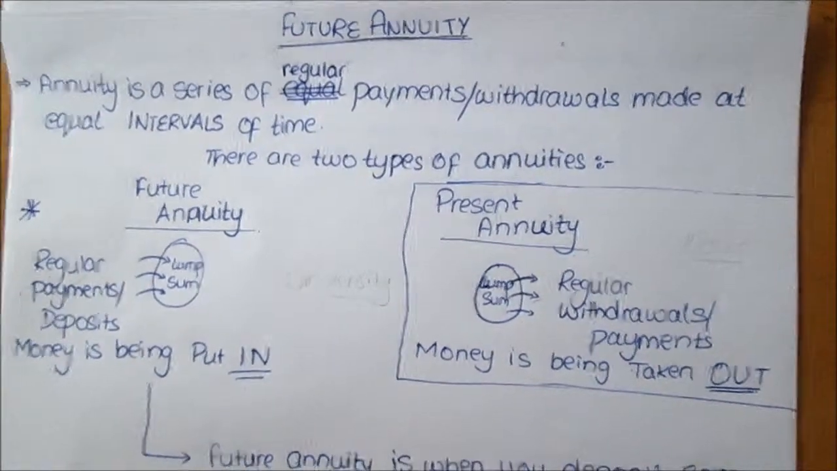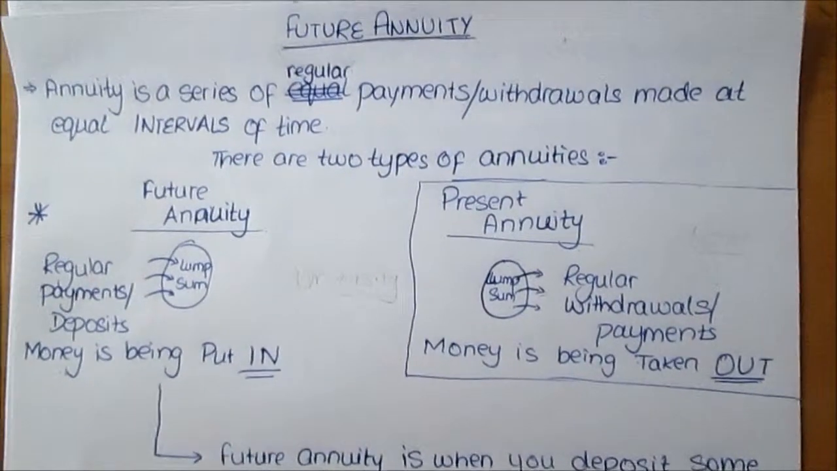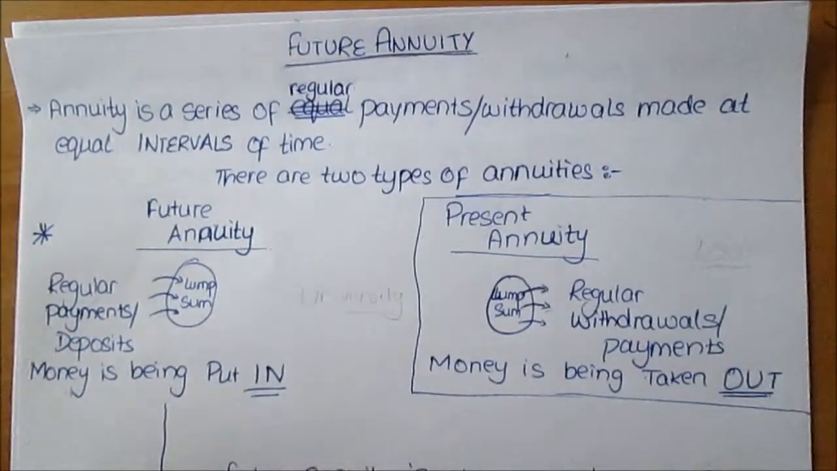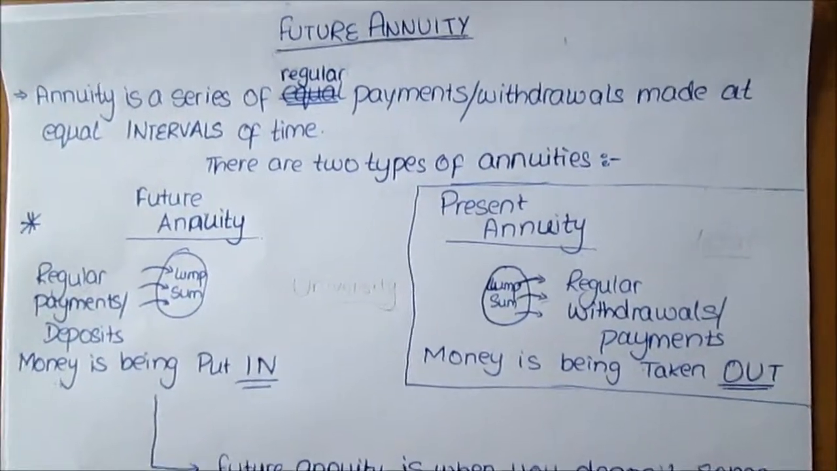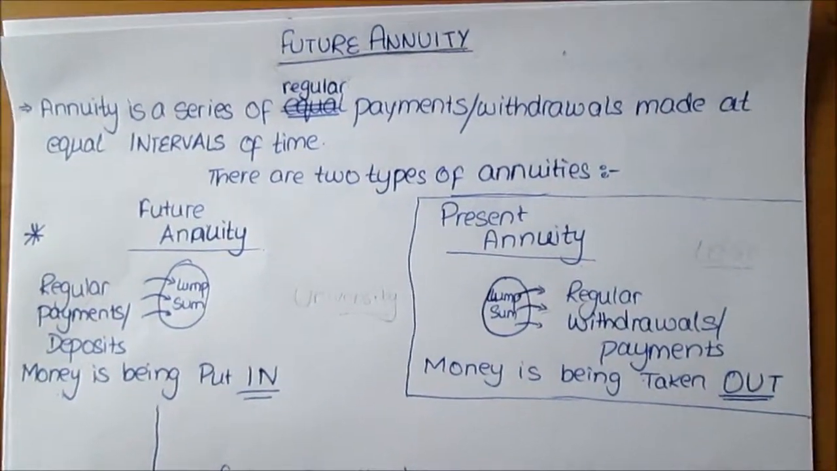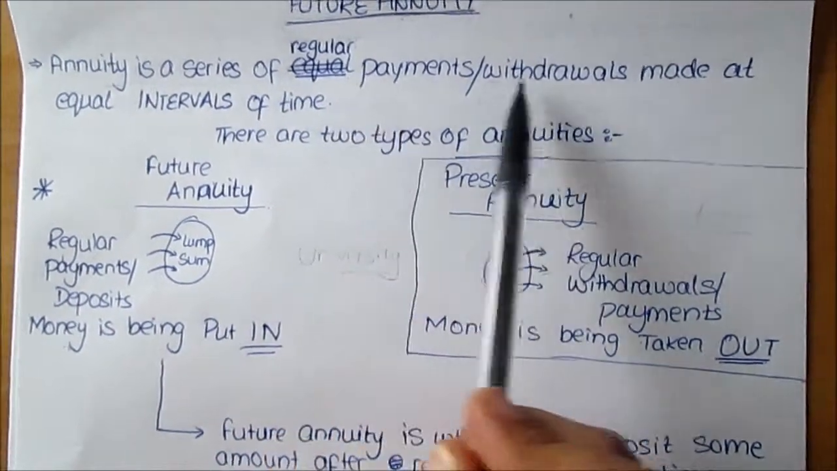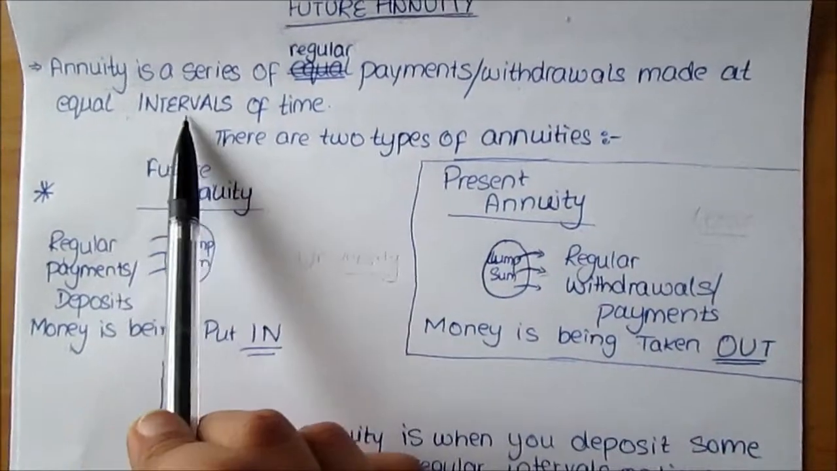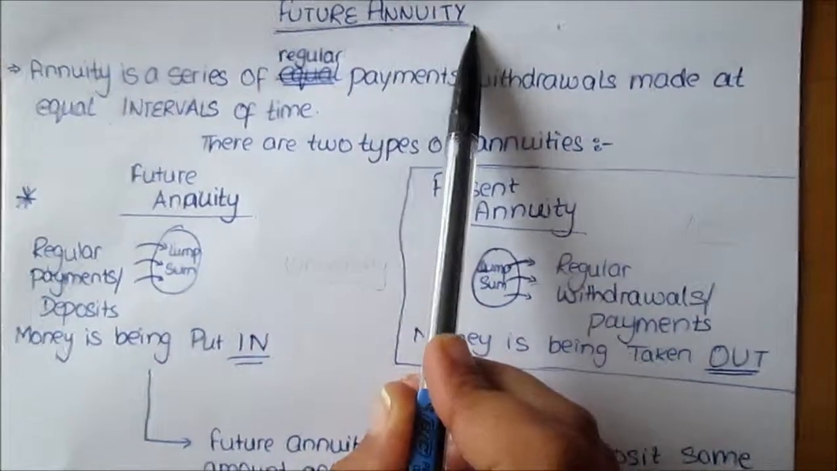Okay guys, so in the previous two lessons we looked at compound interest and simple interest. What was similar about those two was that you just deposit some amount of money in the bank, therefore the principal remains the same. In this lesson we're looking at annuities. An annuity is a series of regular payments or withdrawals made at equal intervals of time. And in this lesson we're only looking at future annuities.